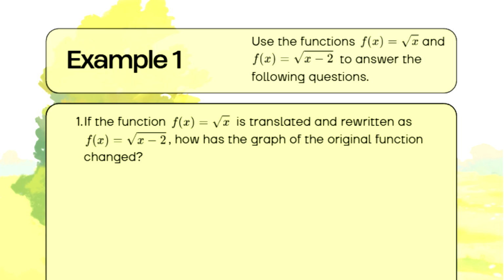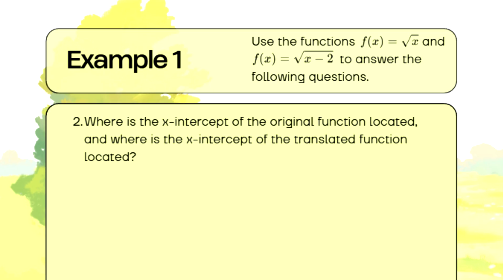Here is example number 1 in the next section, because this lesson never dies. Use the functions f of x equals the square root of x and f of x equals the square root of x minus 2 to answer the following questions. If the function f of x is equal to the square root of x is translated and rewritten as f of x is equal to the square root of x minus 2, how has the graph of the original function changed? So the only thing that changed was this, which means that the graph moved opposite, so that way, right 2 spaces. The graph has moved 2 units to the right.